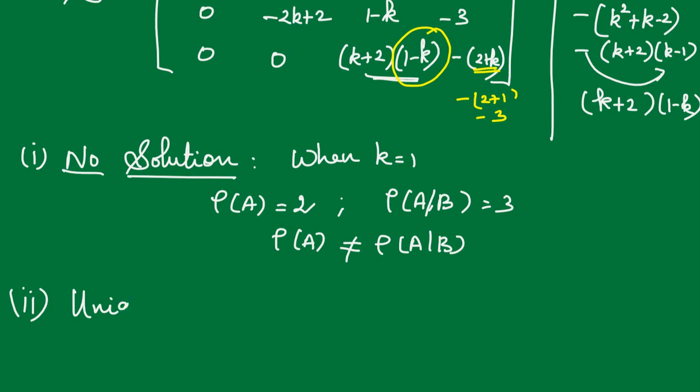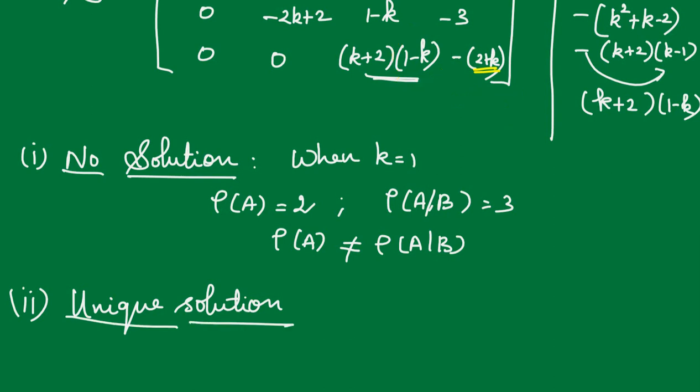Unique solution: when do we get the unique solution? Only when the rank of A is equal to the rank of AB, we get the unique solution. So in order to get the unique solution, what we do is take the value of k not equal to 1, and k not equal to minus 2.